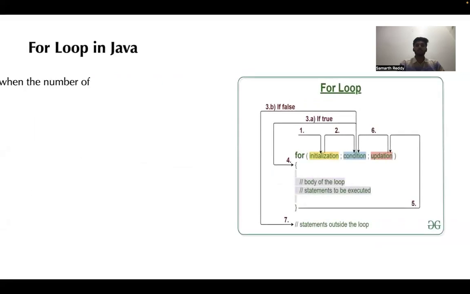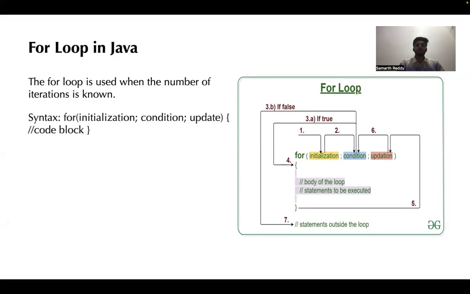For loop in Java. The for loop is used when the number of iterations is known. Here is the syntax. An example for loop.